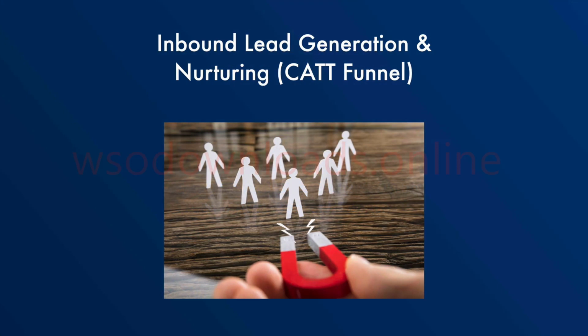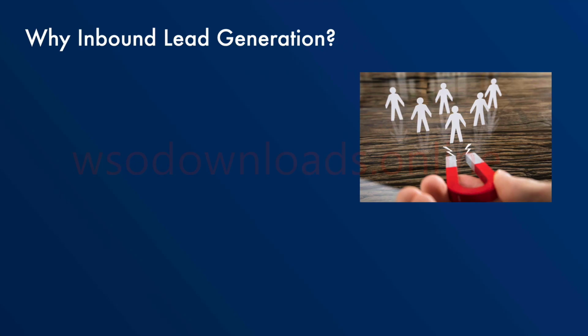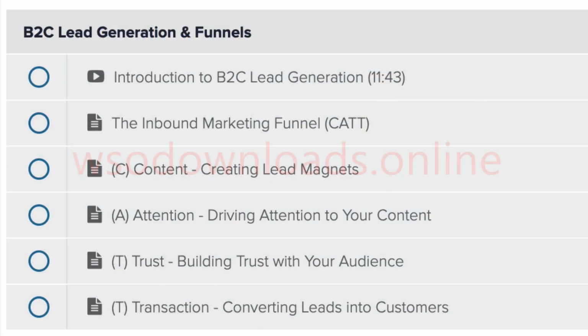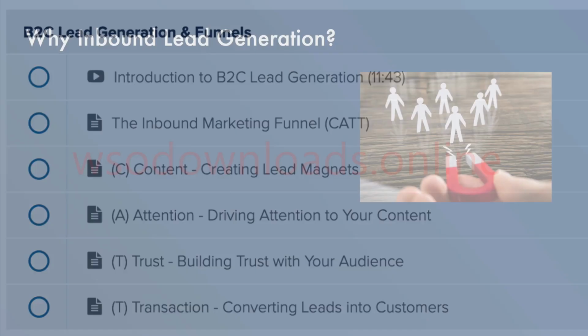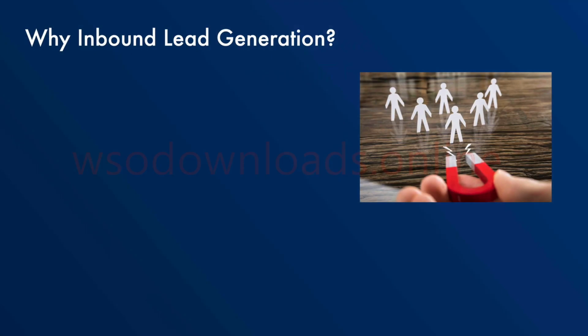So what I am going to do is give you an overview of inbound lead generation and tell you the high-level concepts involved, especially the CATT funnel: content, attention, trust, transaction. In this video, I will tell you about all 4 sections of CATT and give you a basic explanation for it. In this module, I have separate videos for content, attention, trust, and transaction, where I will also show you examples of how I have built my CATT funnel.